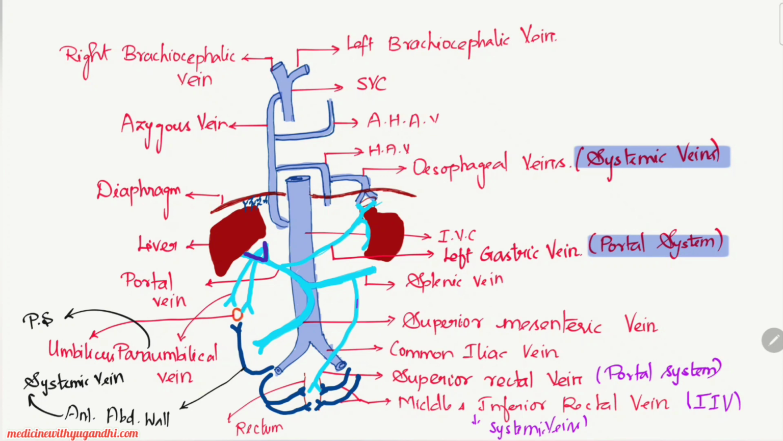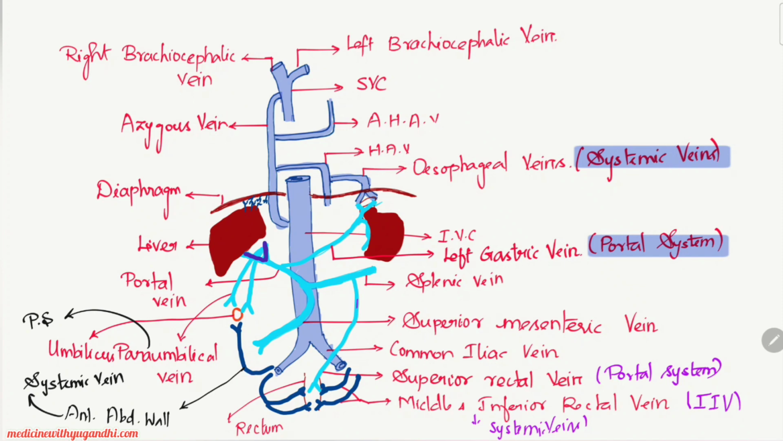Then coming to the umbilicus. At the umbilicus, the paraumbilical vein drains into the left branch of the portal vein. What you're seeing here is the portal vein, and this is the left branch, and this is the right branch of the portal vein. So the paraumbilical vein drains into the left branch of the portal vein and anastomoses with the veins of the anterior abdominal wall.